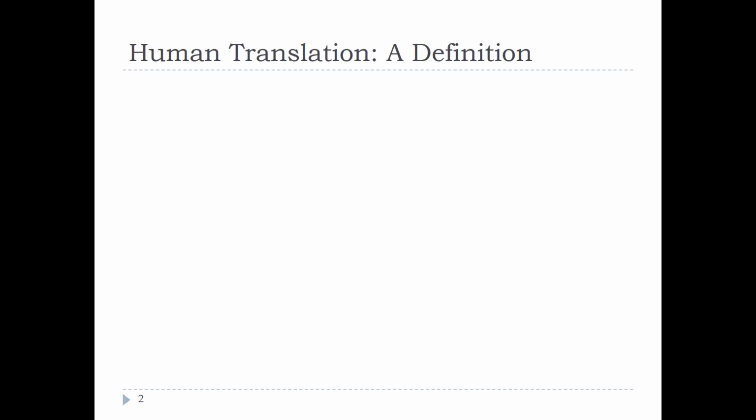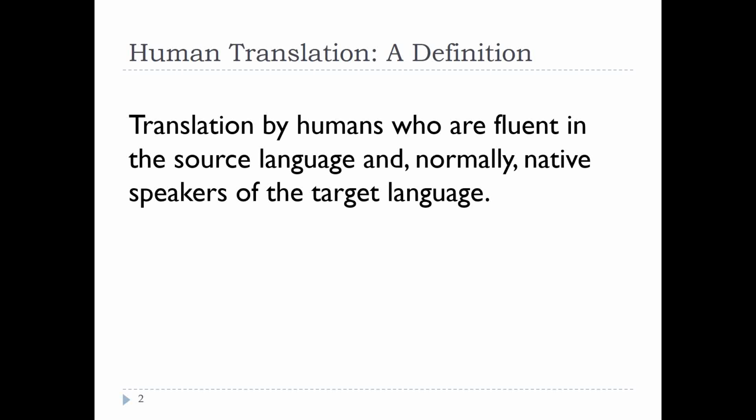In this presentation, I'm going to take you through an introduction to a range of different types of translation technology. These will include machine translation, computer-assisted translation, and a number of others. However, we're going to start with a brief look at human translation. Let's look at a definition of human translation.